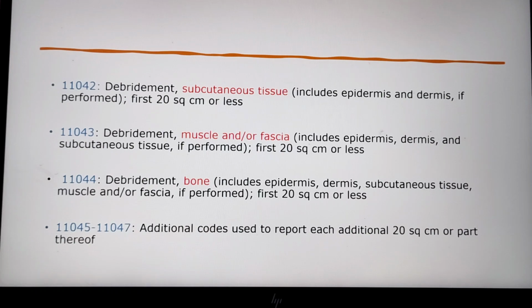If the area of debridement is more than 20 square centimeters, then we will have add-on codes 11045 to 11047. So these set of codes are add-on codes used to report each additional 20 square centimeters or part thereof. So above 20 square centimeters, you should give the add-on code to the corresponding main code. So in simple terms, the codes are organized based on how much tissue is being removed and which layer of tissue is being removed. So here is the tissue and here is the extent of debridement.